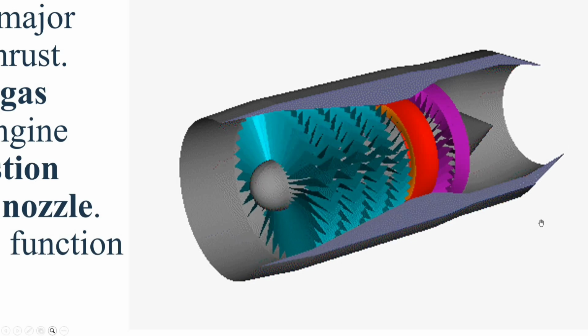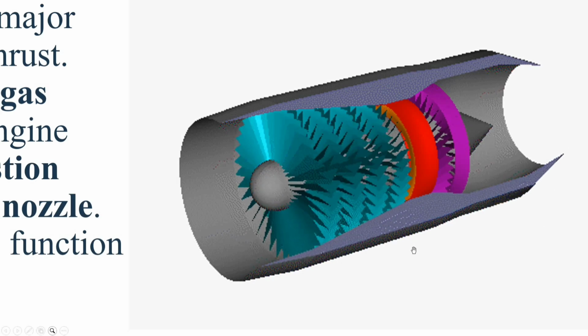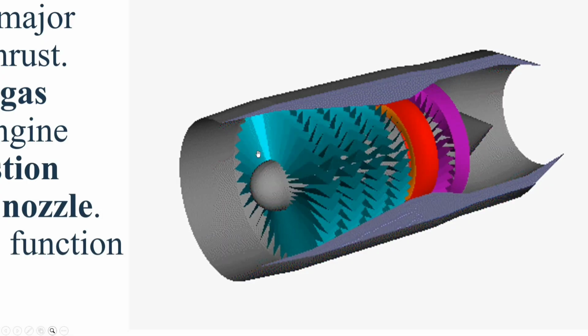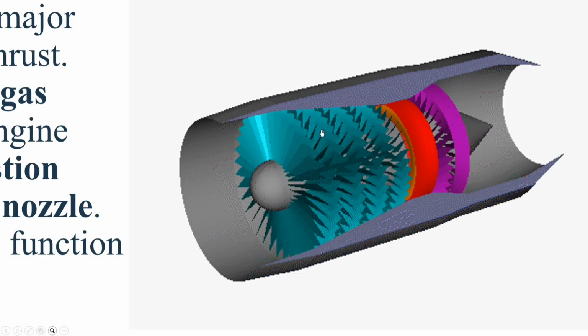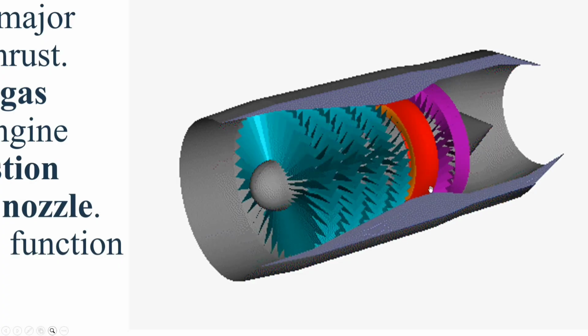The gas turbine engine core. The gas turbine engine begins with the compressor, which draws in the air delivered by the inlet and increases its pressure and temperature. This compressed air is then directed into the combustion chamber.